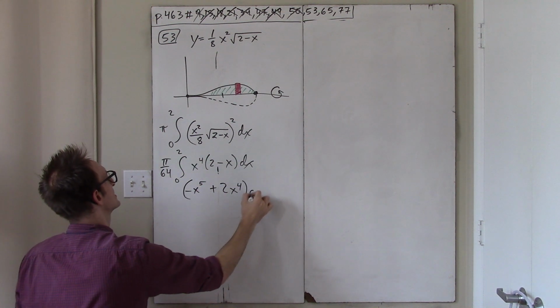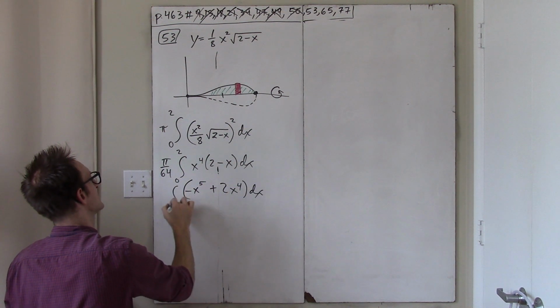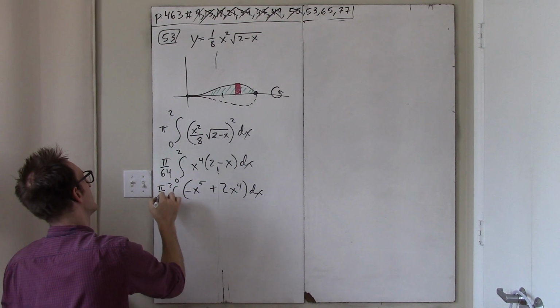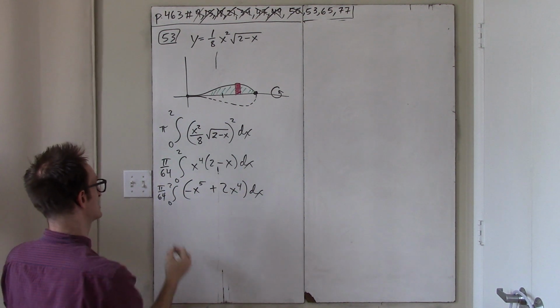So I take it back. There wasn't even anything. There's just nothing. There's nothing going on in this problem. Pi over 64. Okay, so let's just do it.